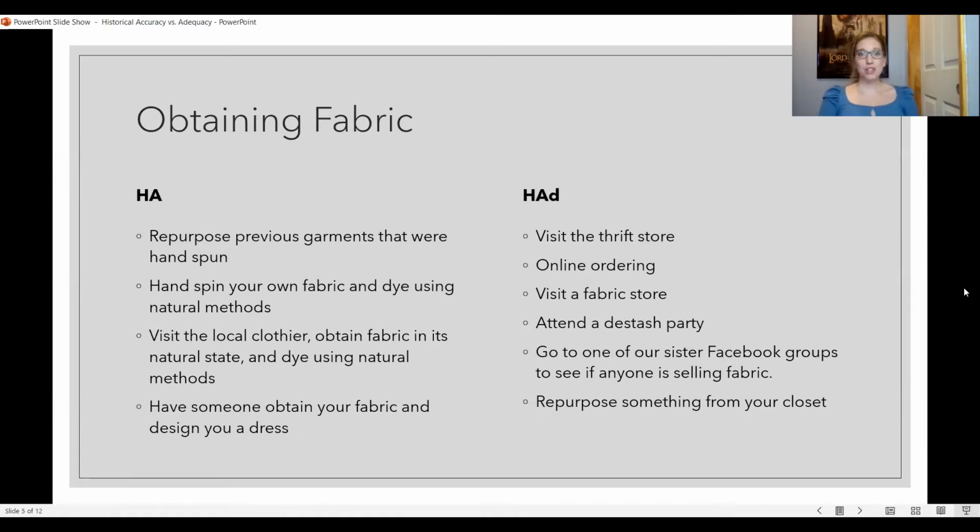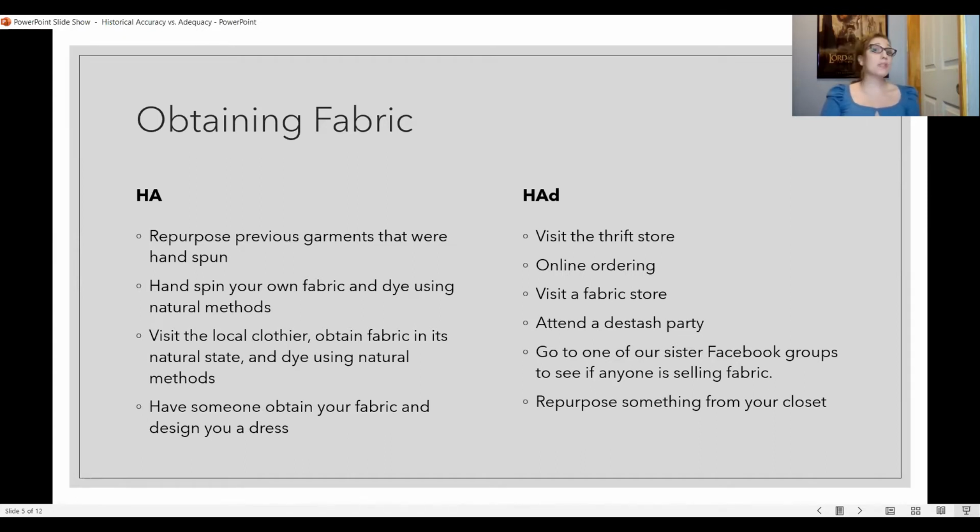Obtaining fabric. This is where it gets, okay, are we being pedantic or are we being historically accurate? I would argue they're one and the same because I studied history and so I like being pedantic. So if you want to be historically accurate, you would repurpose a previous garment that was hand spun. You would hand spin your own fabric and use dye from natural plants. You would visit the local clothier and obtain fabric in its natural state and dye using natural methods.